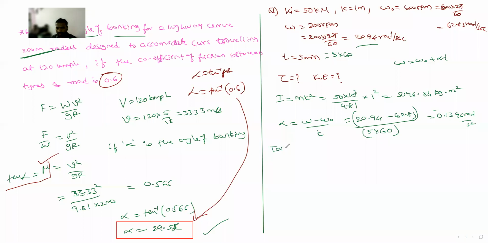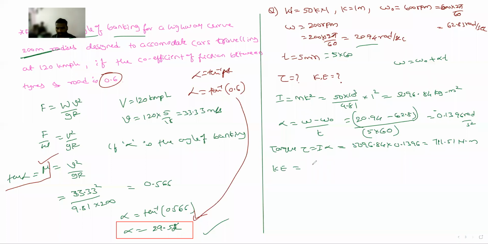Okay, next torque. Torque, tau, is equal to what is the formula? I into alpha. So I is how much? 5096.84 into alpha, which is 0.1396. So you will get the answer 711.51 Newton meter.